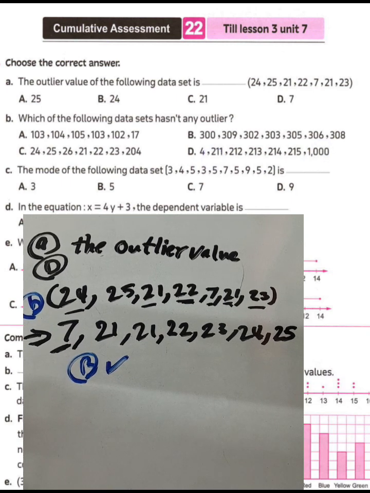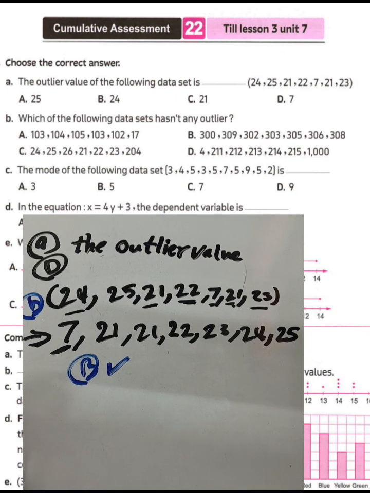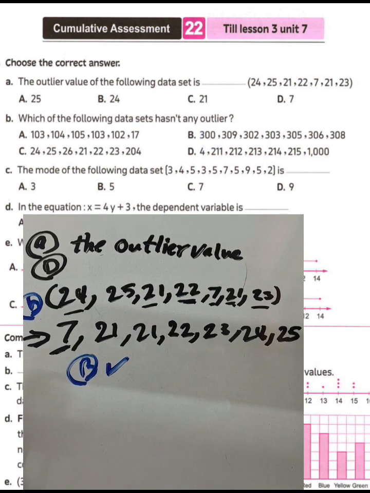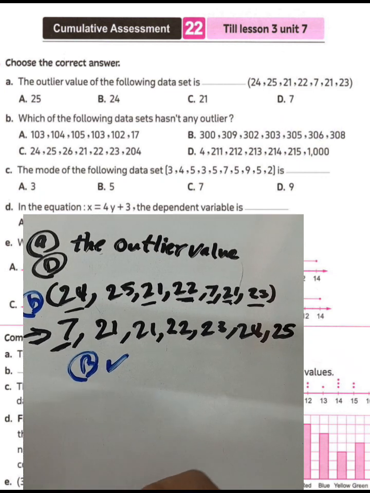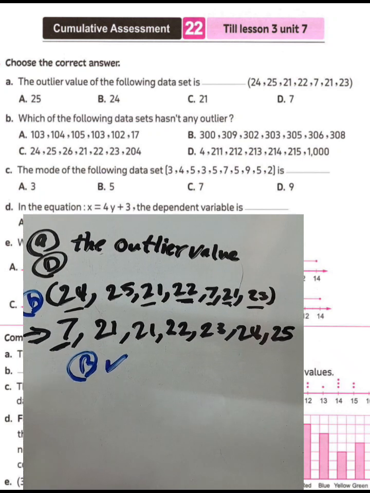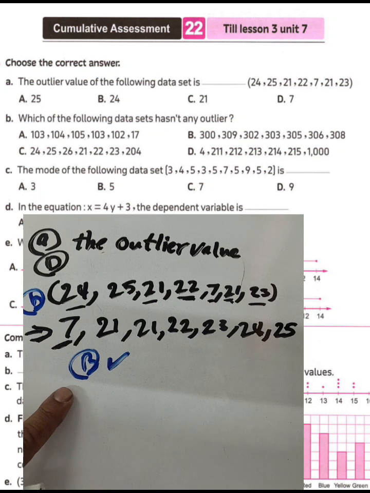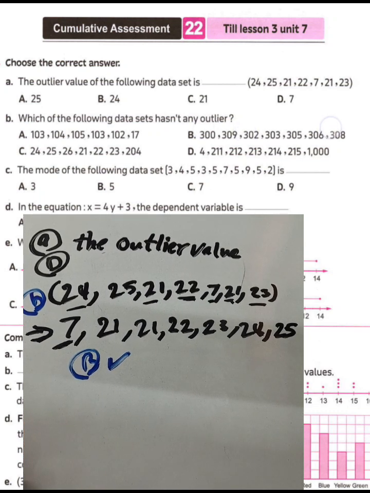But in this example, letter B, we haven't the outlier, because 300, 309, 302, 303, 305, 306, 308, all the values are nearest to each other. Okay, you must choose letter B because we haven't here the outlier.